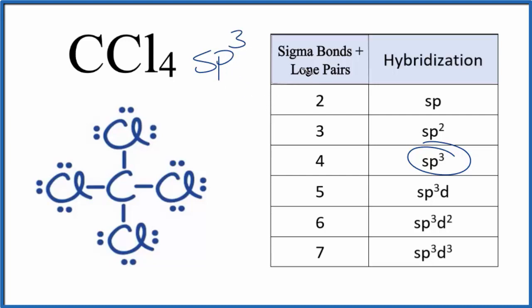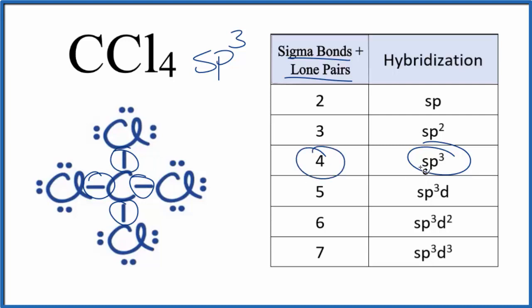that out. The first is we can look at sigma bonds and lone pairs. So sigma bonds are single bonds. We have 1, 2, 3, 4 single bonds on the carbon atom between the carbon and the chlorines there. 4, that's the sp3 we're talking about.